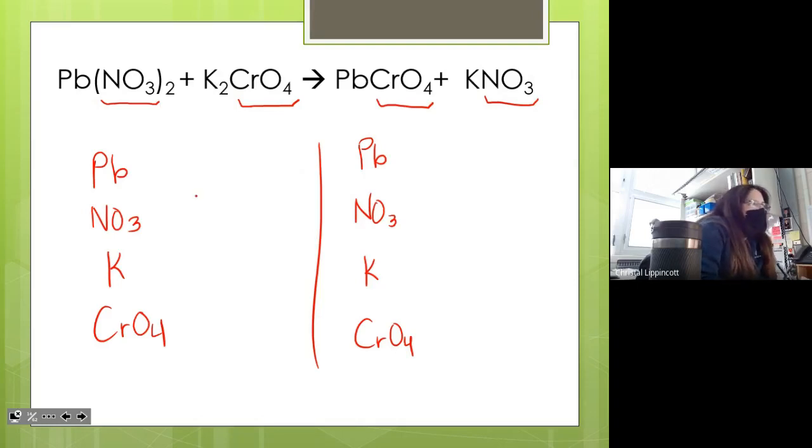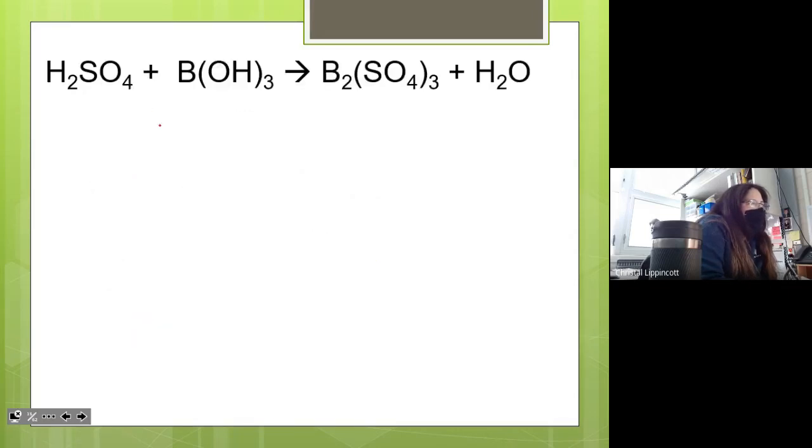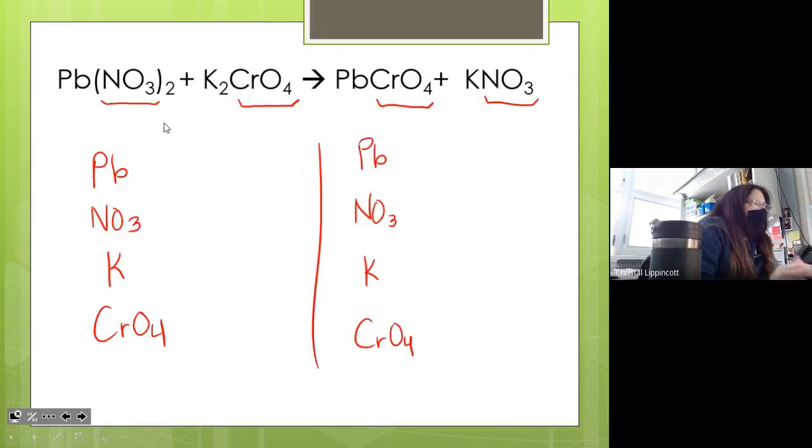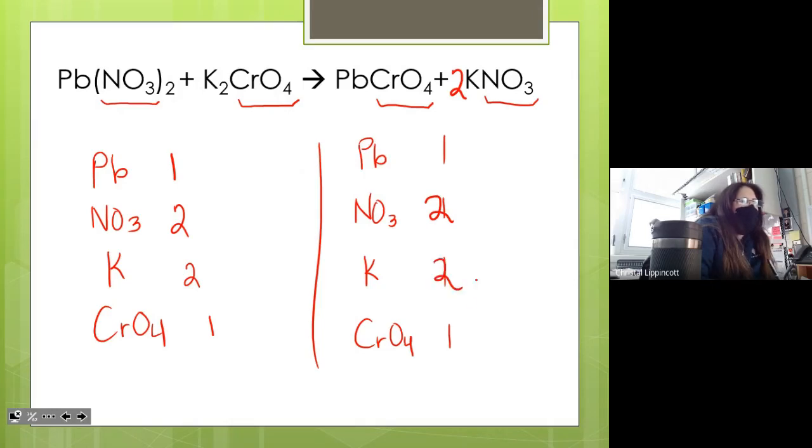All right, so let's check your inventories. Over here, I've got one. Oops, because I switched slides, or I switched my monitors. So over here, I've got one. Here, I have two of these because it's in the parentheses. I've got two nitrates. I have two potassiums, and I have one chromate. Over here, everything is a 1. All right. So now we need to get this to balance. If I put a 2 here, that brings that up to a 2 and that up to a 2, and now I'm balanced. Easy?